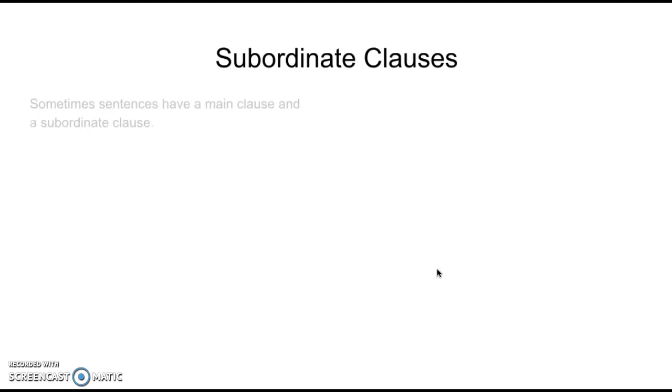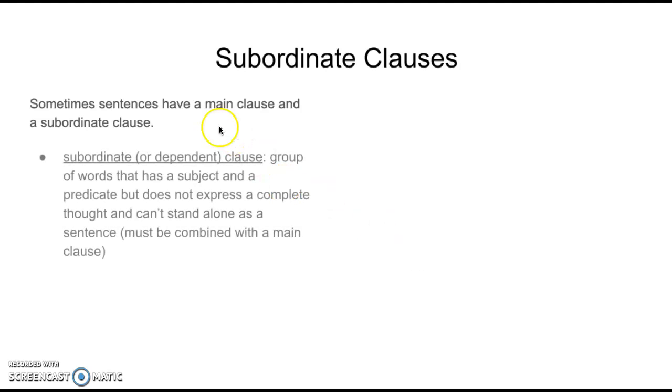Now, subordinate clauses. Sometimes sentences can have a main clause and a subordinate clause. Subordinate is also known as a dependent clause. It's a group of words that does have a subject and a predicate, but does not express a complete thought, and it cannot stand alone as its own sentence. If you have a subordinate clause that is standing on its own as a sentence, you actually have a fragment, and that's an error. It must be combined with the main clause to function.